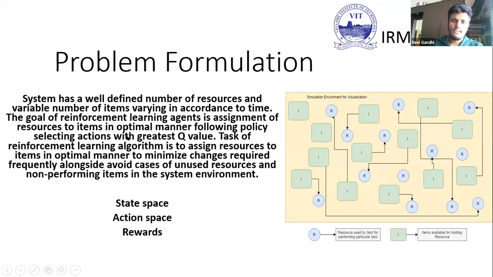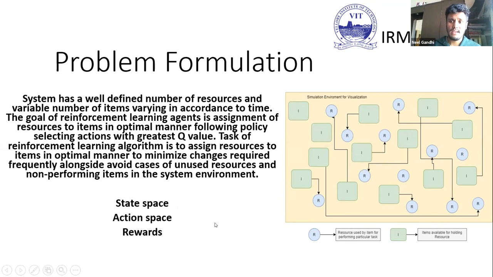So the problem that we are going to solve is, suppose there are m number of resources that are fixed, and there are a varying number of items that change with time. The aim of the agent is to allocate one item to one particular resource. We have taken some constraints because the action space was becoming huge. So the agent identifies the greatest Q value in such a way that the item does not require changes very frequently. Then the state space, action space, and rewards are calculated.